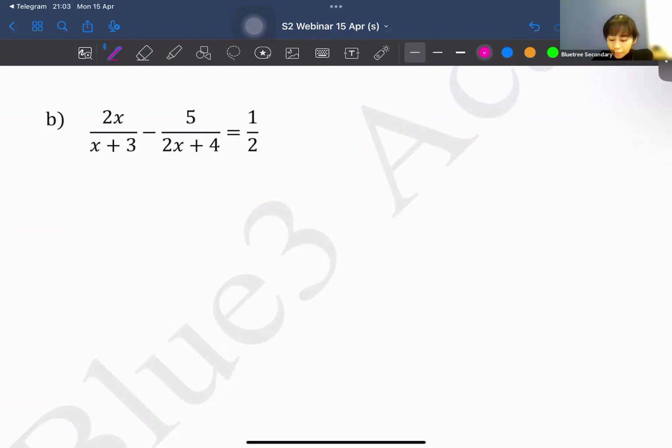So before I find what is the LCM, again, find what is the fraction's denominator in factorized form. So all I need to factorize is my second fraction's denominator.